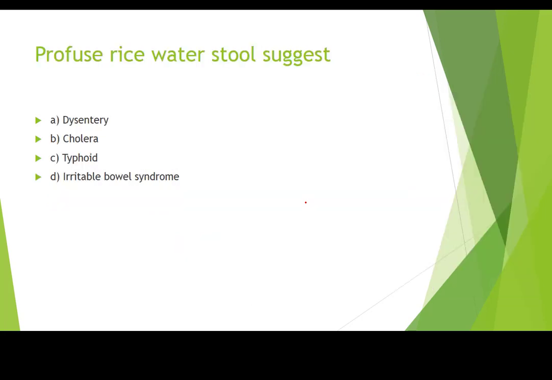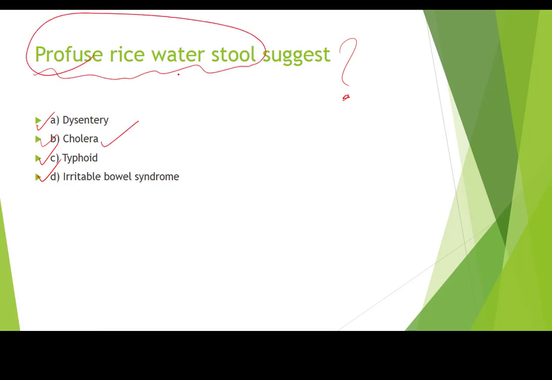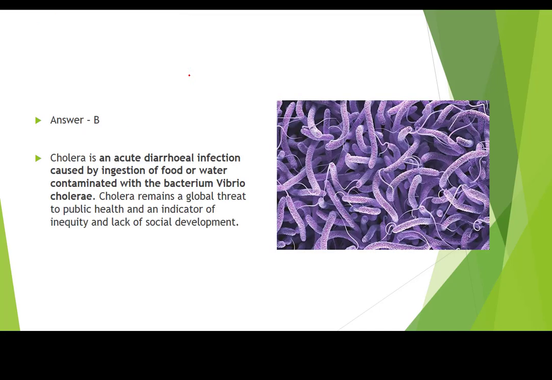Profuse rice water stool suggests what? Your options: A, dysentery; B, cholera; C, typhoid; and D, irritable bowel syndrome. Your correct answer is cholera. This is one of the very important questions. Most exams ask about profuse rice water stool, which suggests cholera.